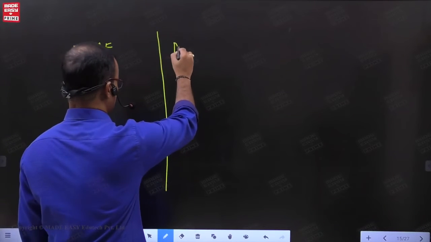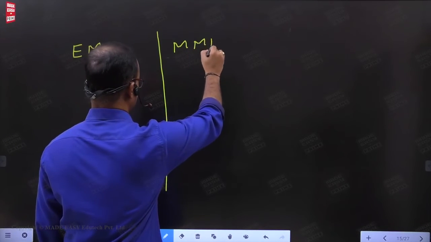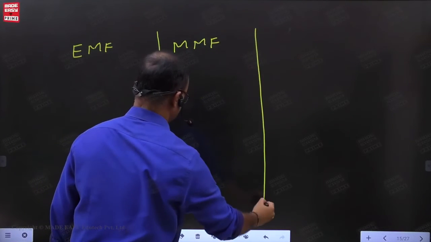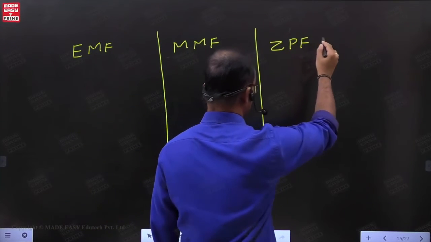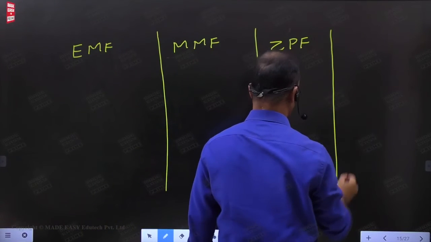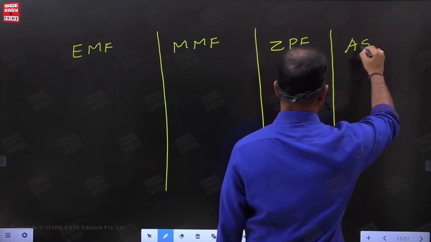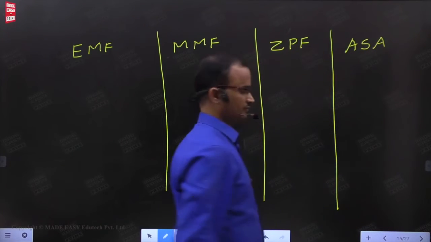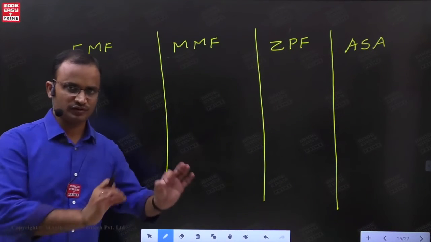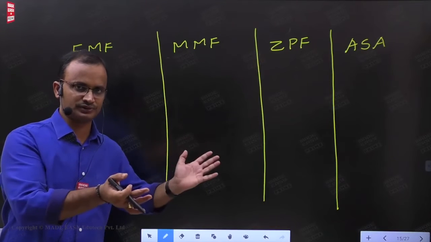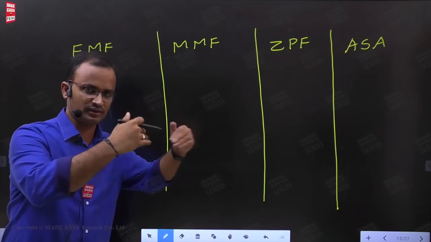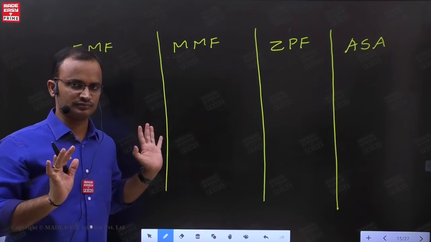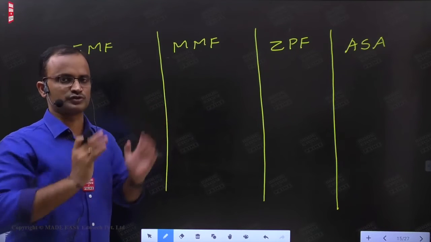The second one is the MMF method. One more method is the ZPF method, and one more is the ASA method. In this one, I will discuss the points only with respect to objective questions. I am not discussing elaborately, because we already read all these points in the regular class. Let us see what the possible objective questions are here.